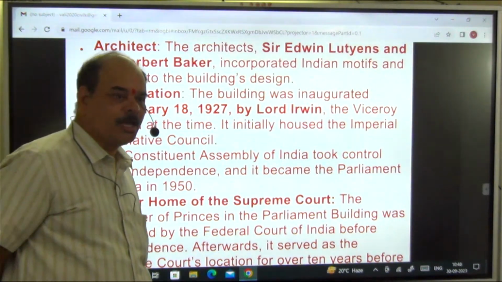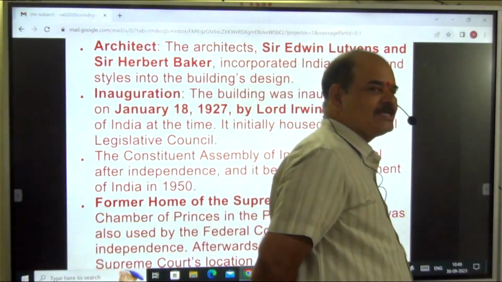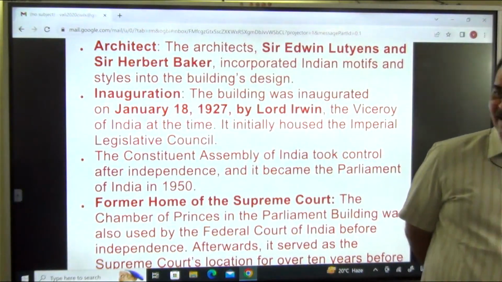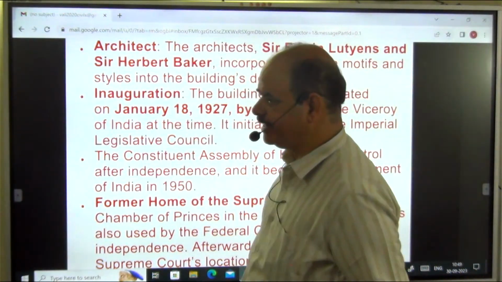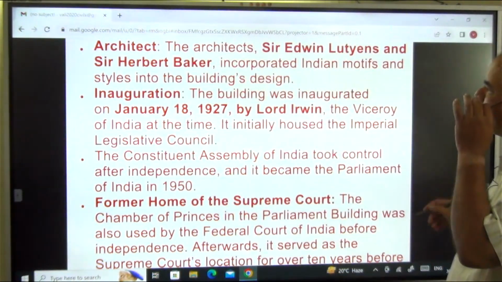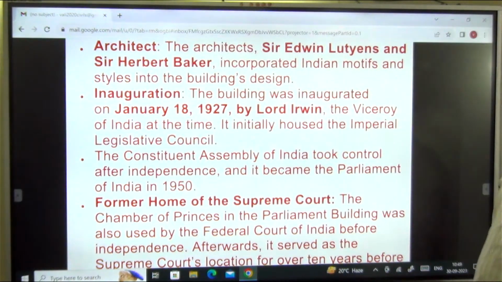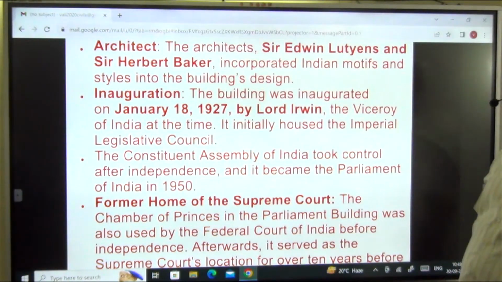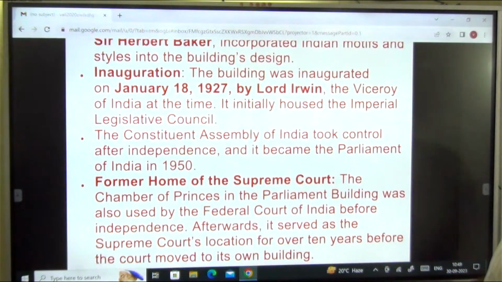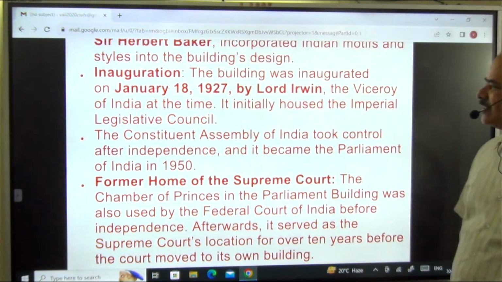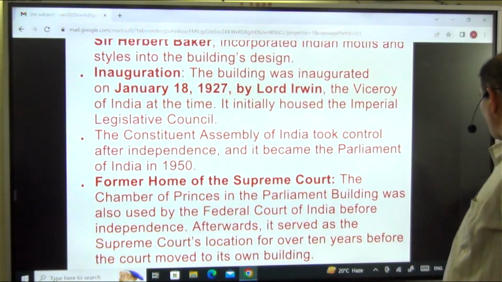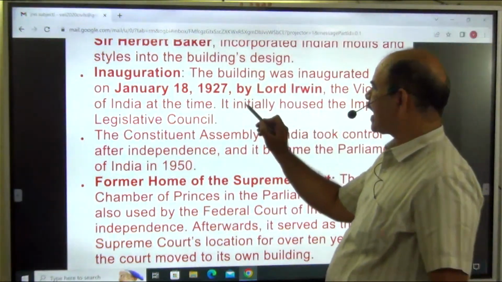Yes, of course, the Civil Disobedience Movement ended. Yes, CDM, excellent. Now, please remember, the building was inaugurated on January 18, 1927 by Lord Irwin, the Viceroy of India at the time. It initially housed the Imperial Legislative Council.